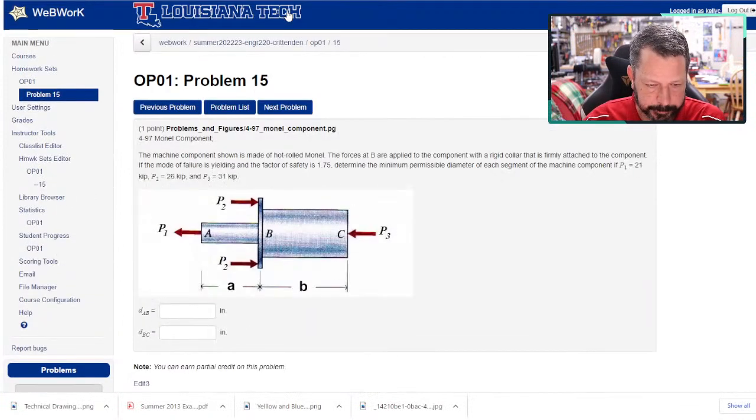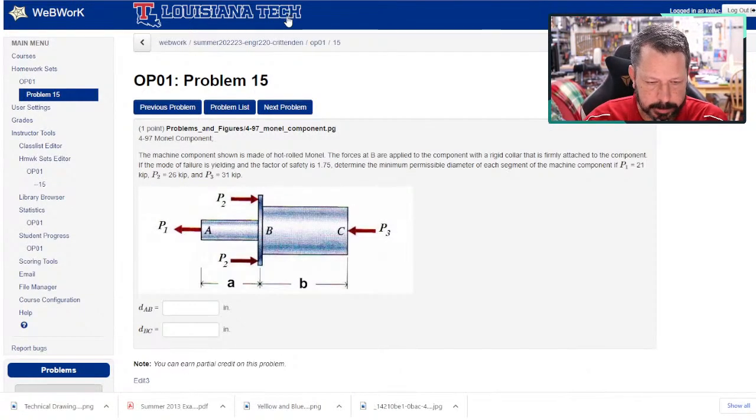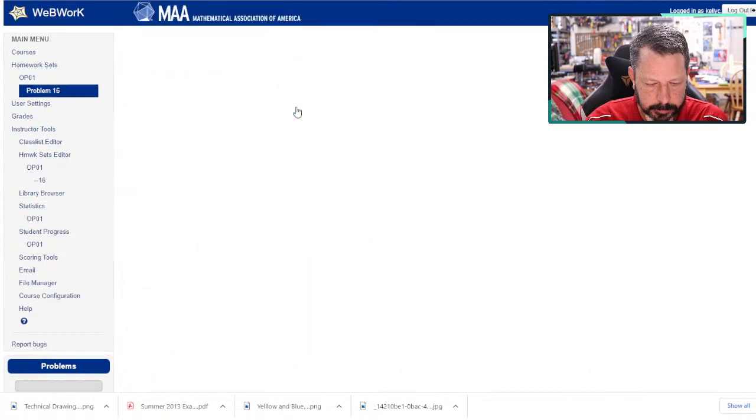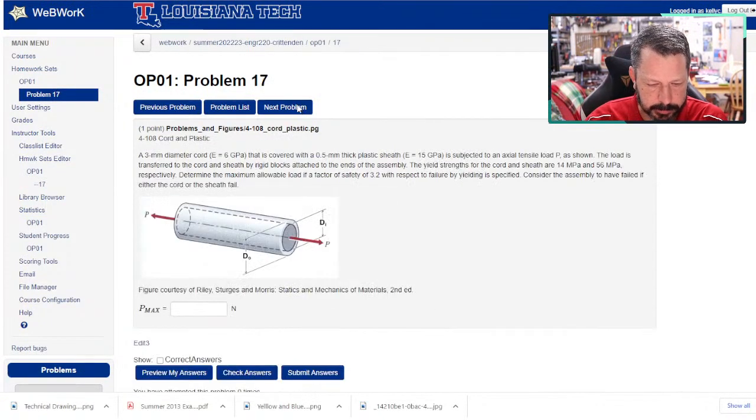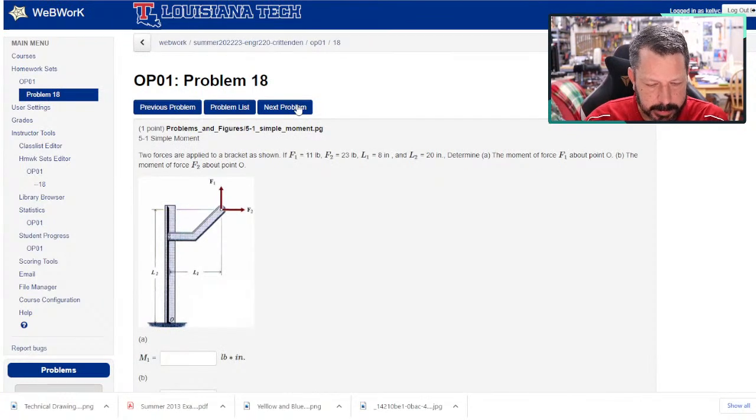Yeah, looking at the right thing. That's a good one for compression type stuff, more of the axial deformation stuff. This one is just for calculating the moment. This is problem 18. This is a good one to just basically calculate the moment about some point.